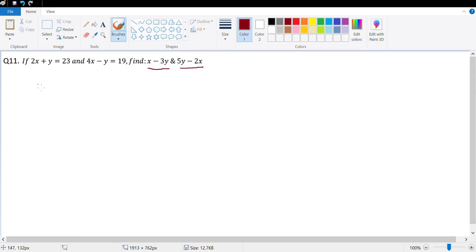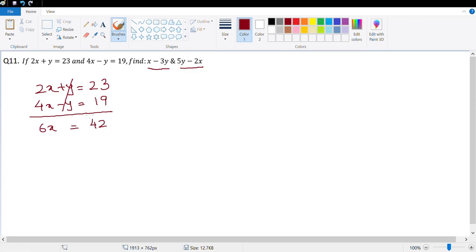So let's first solve for x and y. So 2x plus y is equal to 23. 4x minus y is equal to 19. I notice that the coefficient of y is already equal. Let's add them. So that's 2x plus 4x, that's 6x, and 23 plus 19, that's 42. So, which means x is equal to 7.